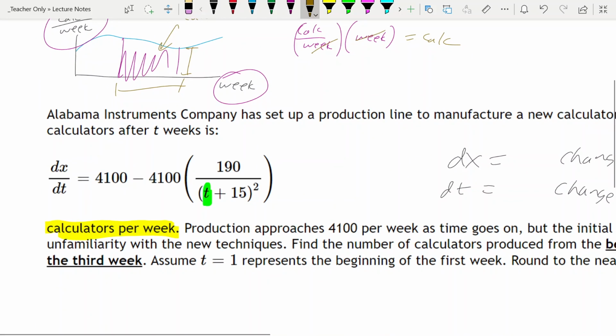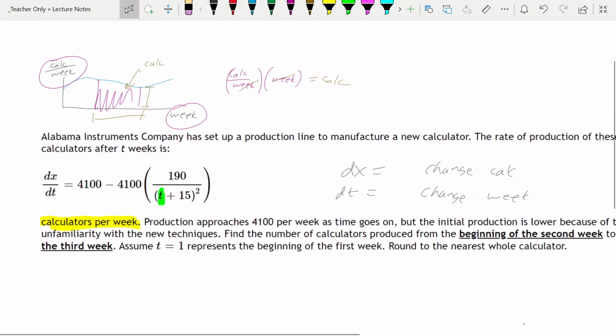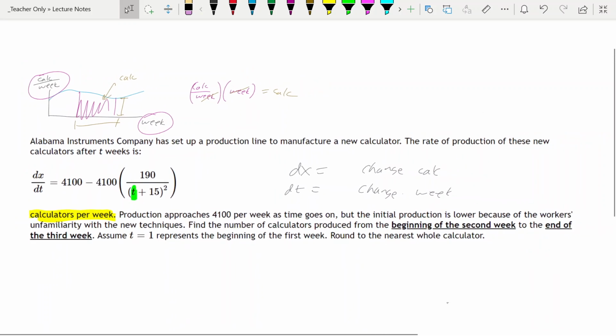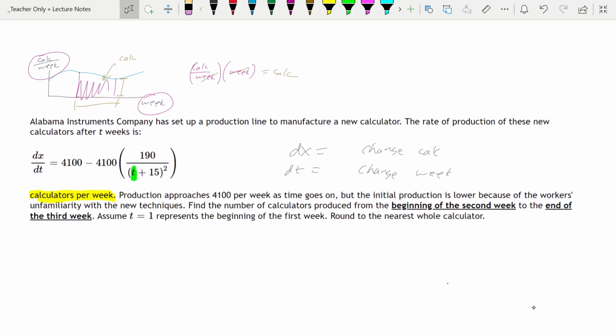Okay, so let's go back and, putting that idea together with the problem, see if we can make some sense of this. Let's see, Alabama Instruments Company. Okay, so production approaches 1,400 per week as time goes on. That's what this formula is representing. But the initial production is lower because the workers are unfamiliar with new techniques. This makes sense. That's logical. Production always ramps up.